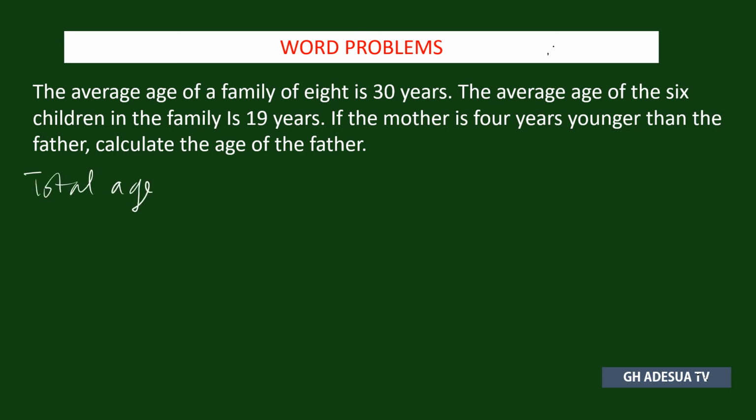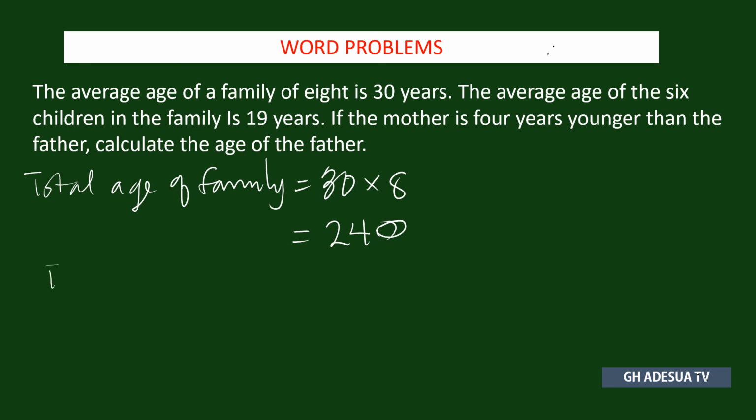So total age of family is equal to 30 times 8. 30 times 8 is 240. 3 times 8 is 24, then plus 0, 240. Okay, so total age of children.